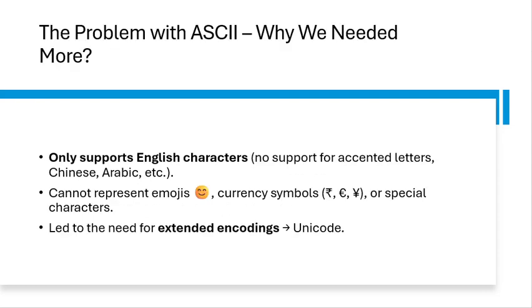Now we'll talk about ASCII limitations. What was the problem with ASCII? Why did we need more? ASCII worked well for early computers, but it had a major problem. It could only represent English characters. What if we wanted to type hello in Chinese or bonjour with accented letters? ASCII had no way to store them. Also, ASCII had no emojis, currency symbols like rupee, euro, or dollar, or special characters, which led to the development of Unicode.